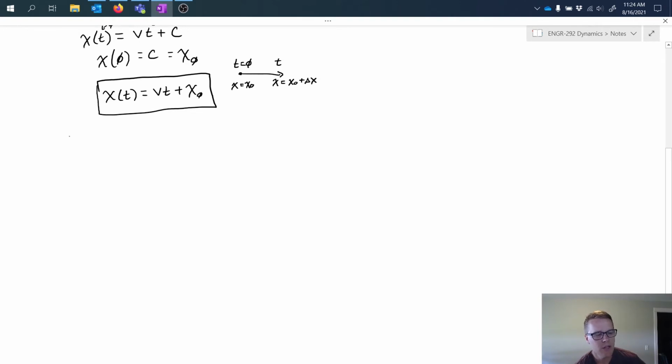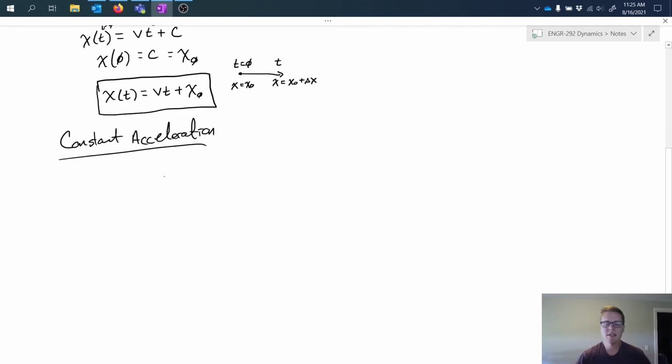The next condition that we would want to look at is constant acceleration. So constant acceleration works in basically the exact same way, and it's a pretty common condition, right? Because anytime we have gravity, that would be a constant acceleration. We could have a constant acceleration of a vehicle, like a car. All of those things are pretty common scenarios that we might encounter.